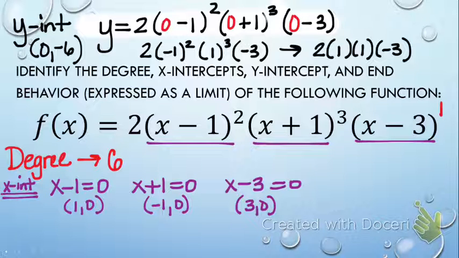So we have our degree. The degree is 6. We have 3 x-intercepts. And we have our y-intercept at 0, negative 6. So I'll give you a second to copy that down, and then I'm going to have to erase some stuff to give myself some space. And we'll do our limits.